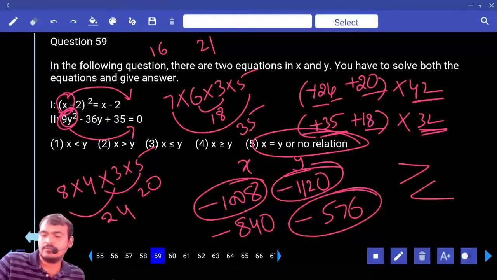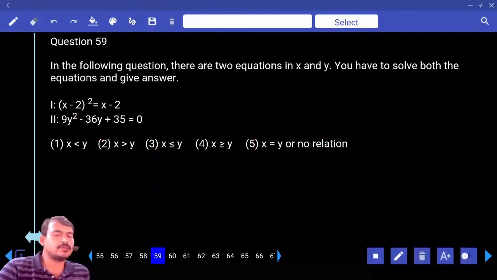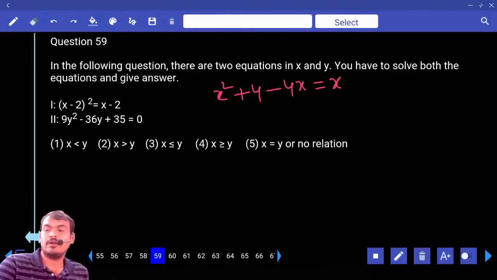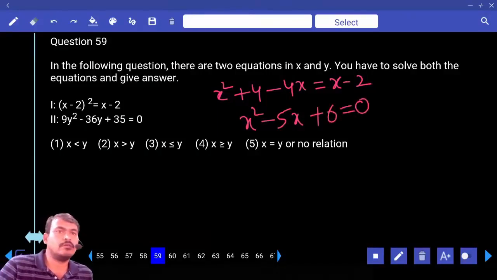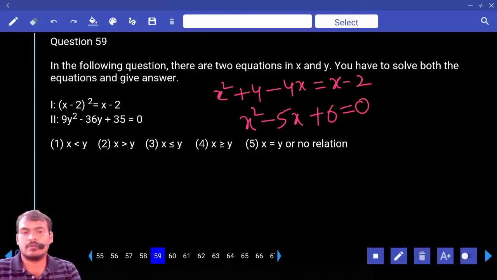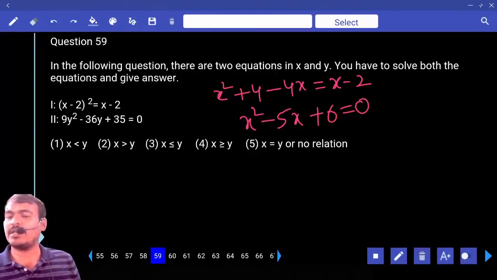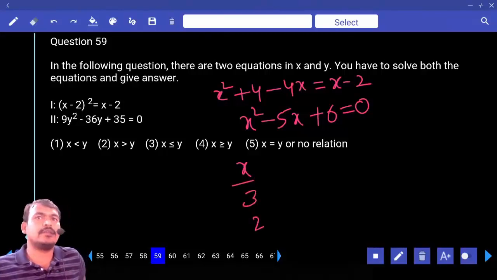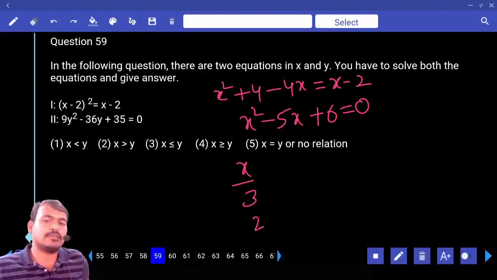Next, question number 59. X minus 2 whole square equal to x minus 2, or not? Okay. X minus 2 whole square means x square plus 4 minus 4x, or not? It is equal to how much value? X minus 2. This one I write as x square minus 5x plus 6 equal to 0, or not? A minus B whole square is A square plus B square minus 2AB. What are the x final roots? 3 and 2, or not. Minus 3, minus 2 are the initial roots, final roots are plus 3, plus 2.